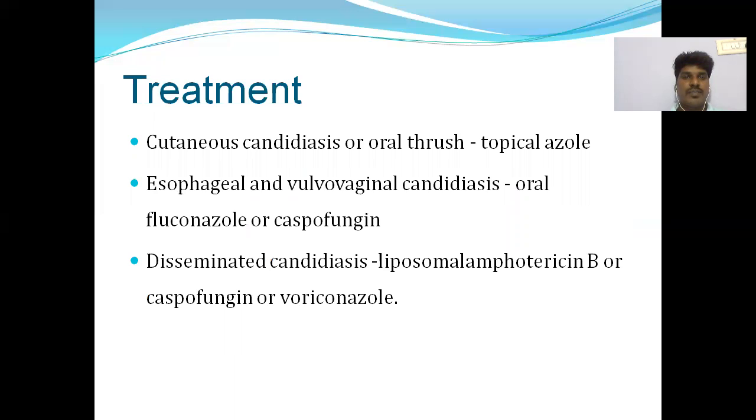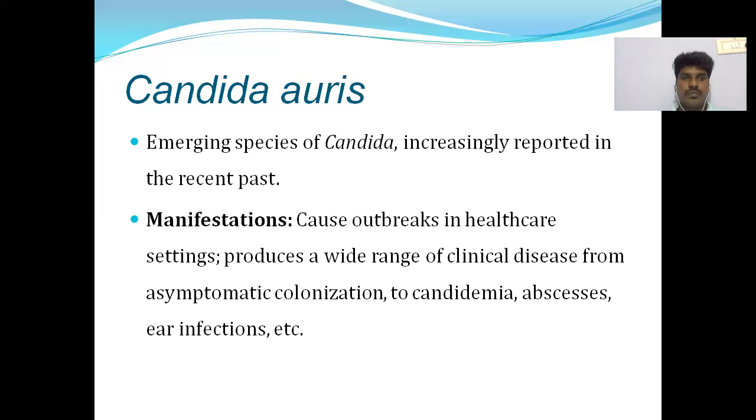And then next one is the treatment. For cutaneous candidiasis or oral thrush, topical azoles are the drug of choice. Whereas in case of esophageal and vulvovaginal candidiasis, oral fluconazole and caspofungin are the drugs of choice. For disseminated candidiasis, liposomal amphotericin B or caspofungin or voriconazole can be used.